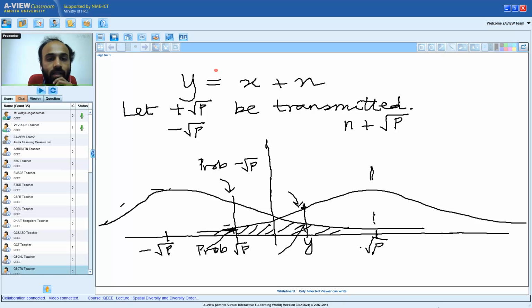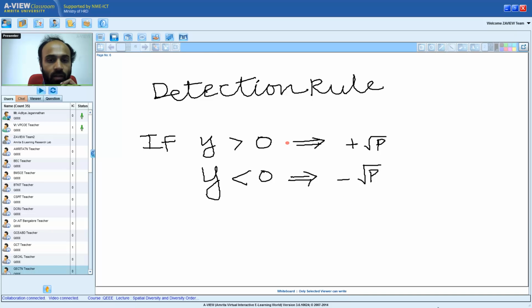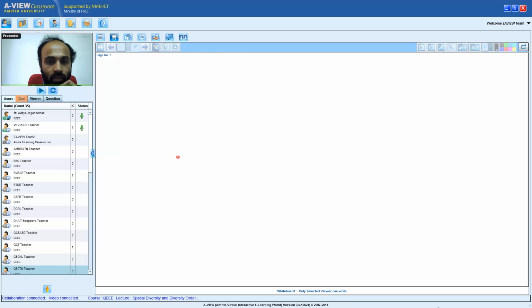So what I'm saying is, if I transmit minus root of p and the received y is greater than 0, or if I transmit square root of p and the received y is less than 0, then there is going to be error. So error is going to be there.